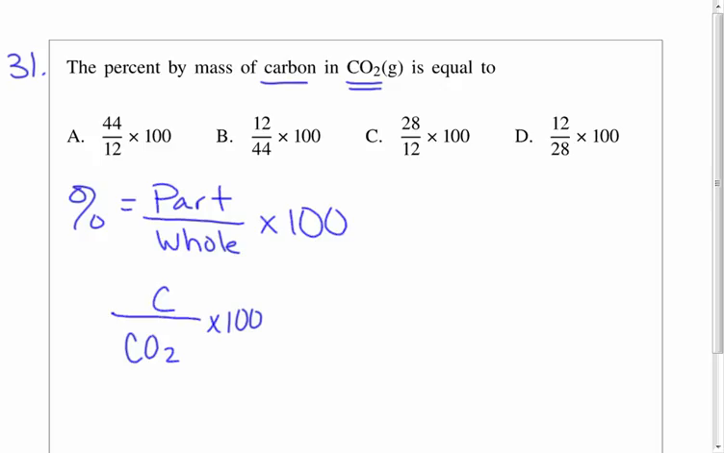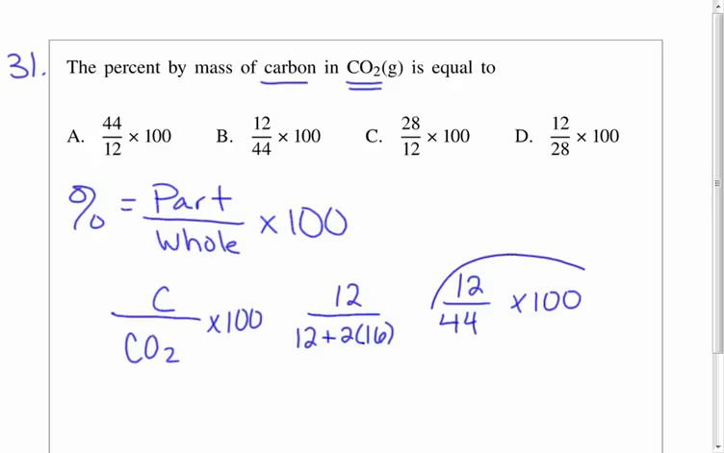So you go to your periodic table and find out how much those things weigh. Carbon weighs 12.01. These answer choices are rounded off to the whole numbers, so we can just put 12 for carbon on top. For the bottom, we have a carbon plus 2 oxygens. So when we do that math, we end up with 12 over 44 times 100 to change it from our decimal to our percentage. So we don't have to actually solve this yet. They just want us to pick the correct setup for this problem.